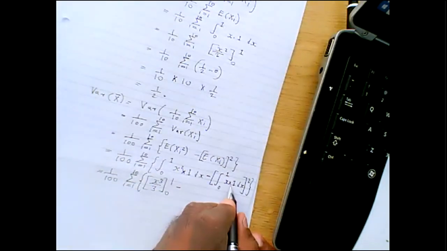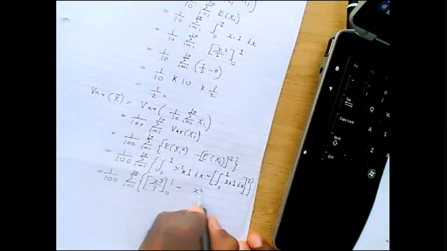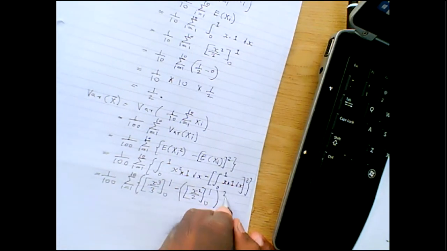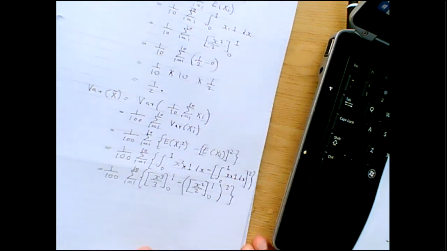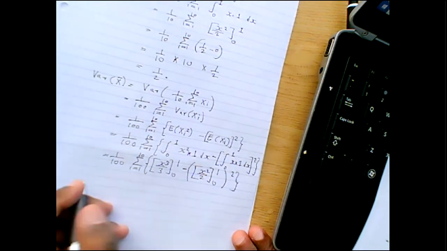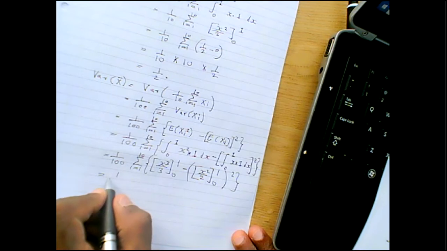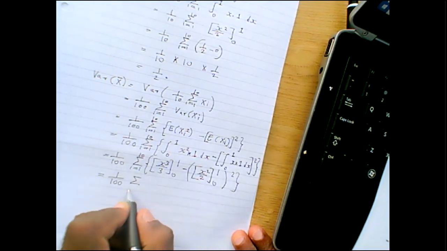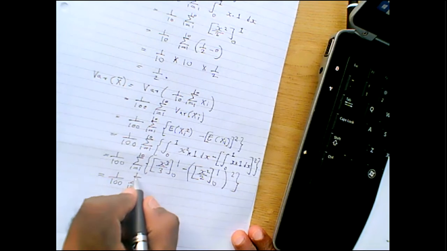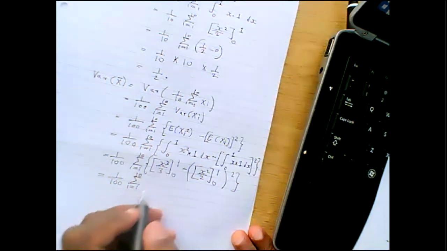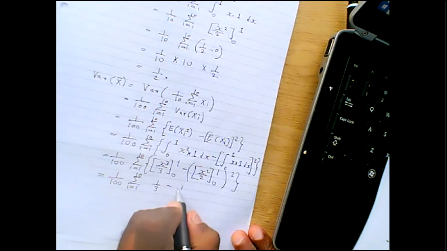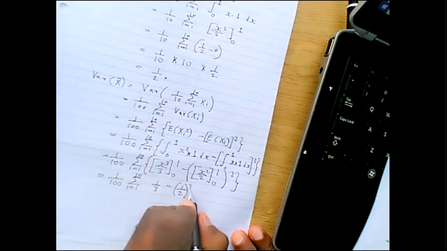The integral of this is x squared by 2. You take the limits from 0 to 1, and then you square it. All right, guys, are you guys with me? This is simple integration. So this is 1 over 100 times 10. Now, after taking the limits, you get 1 divided by 3, and here you get 1 divided by 2 squared.